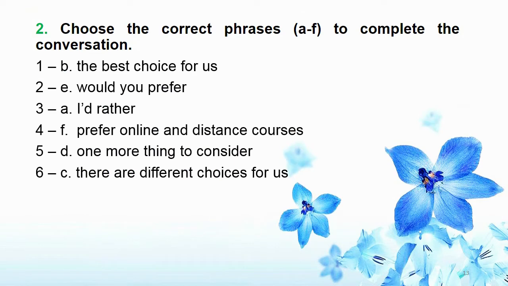Here are the answers of activity number 2. Let's correct the wrong answers if you have any. Number 1, B: the best choice for us. 2, E: would you prefer? 3, A: I'd rather. 4, F: prefer online and distance courses. 5, D: one more thing to consider. 6, C: there are different choices for us.